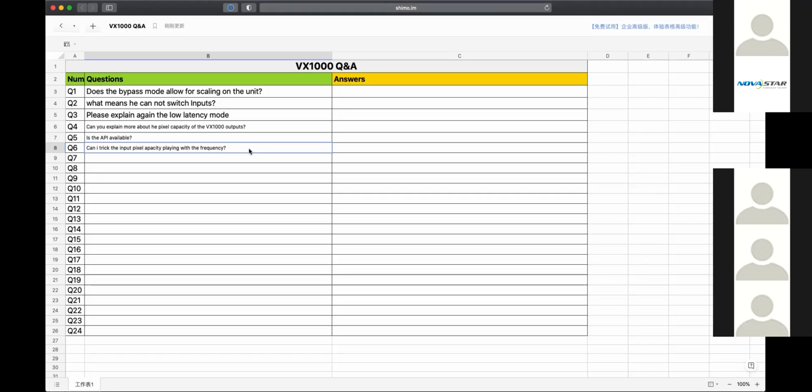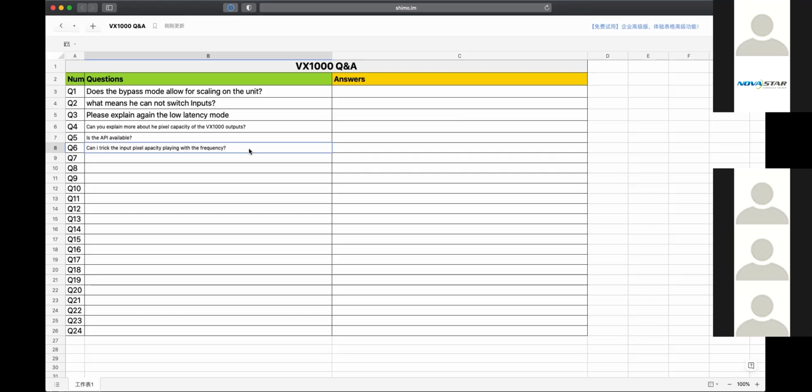You mean the input resolution? The lower the frequency, the higher the input resolution you can get. Okay.